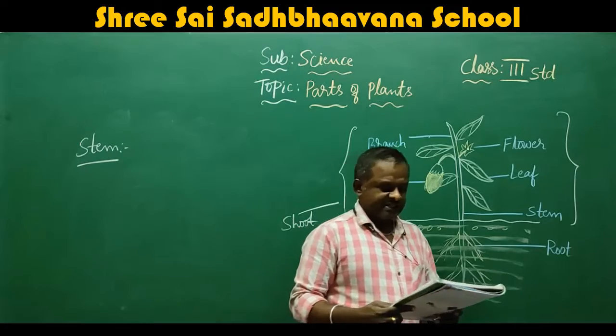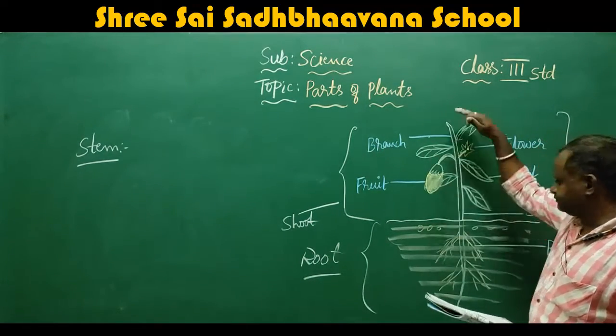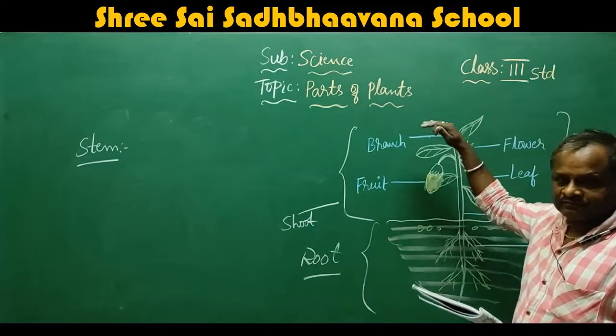Next, the stem grows above the ground level. This is the stem part. That is the shoot system.